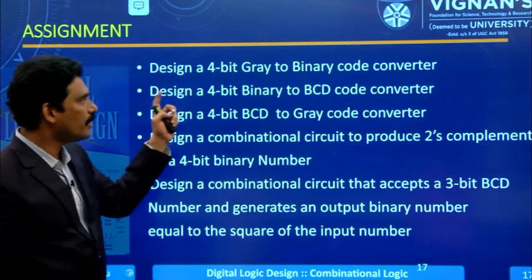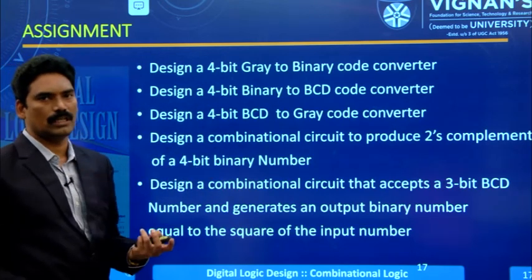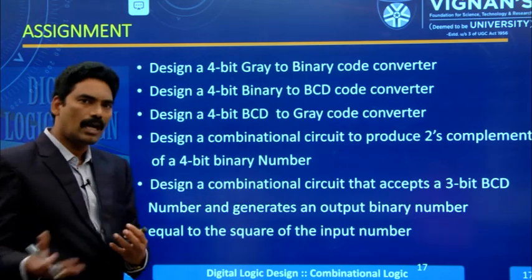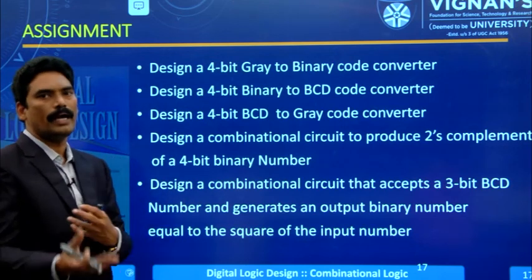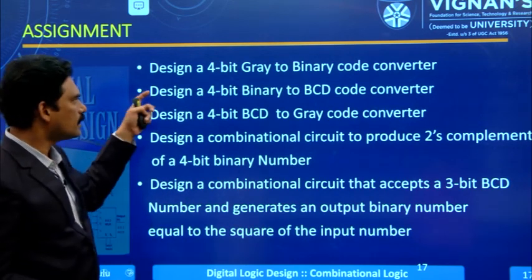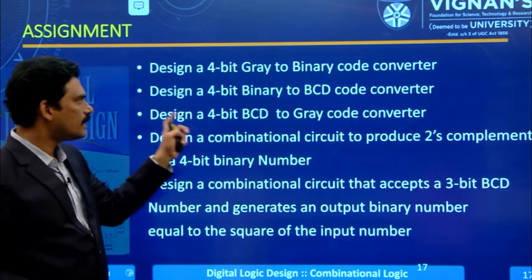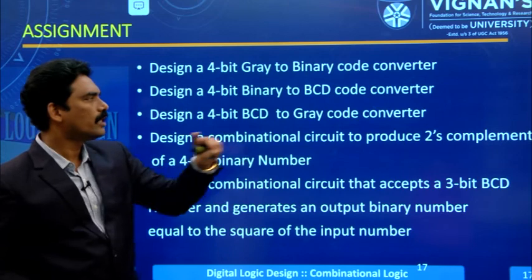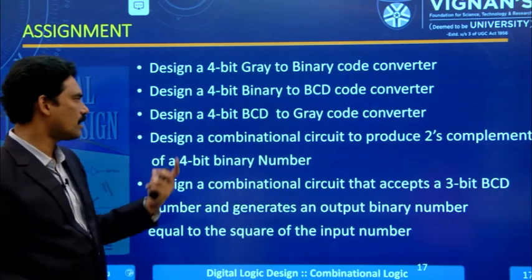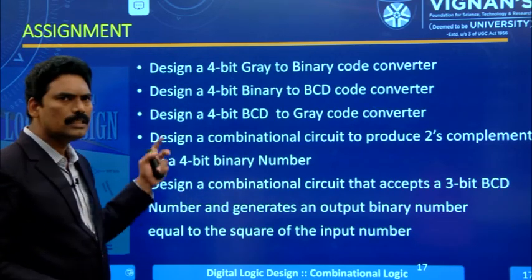Next, design a 4-bit binary to BCD code converter. BCD means we have unused combinations. We have to handle those unused combinations also. Next one is design a 4-bit BCD to gray code converter. Okay, this is also another one, and you can answer these questions also.